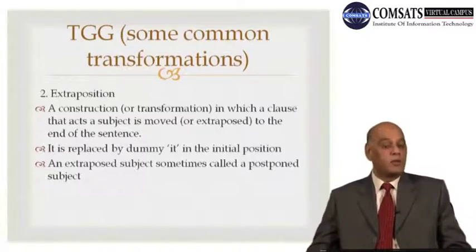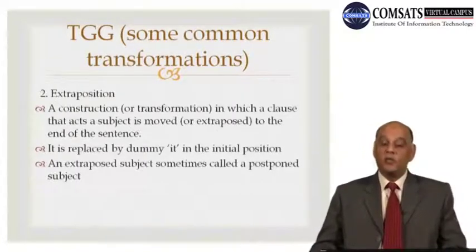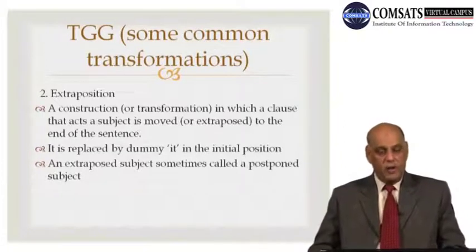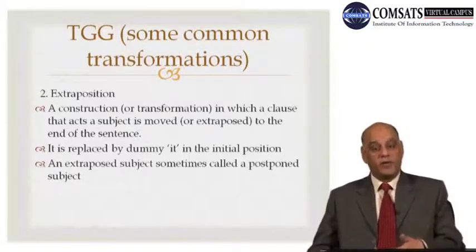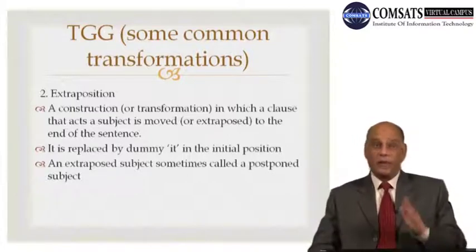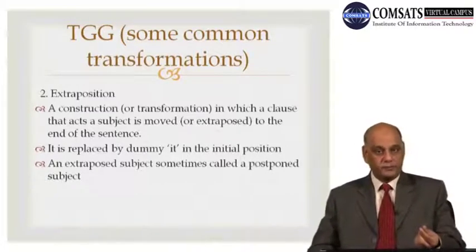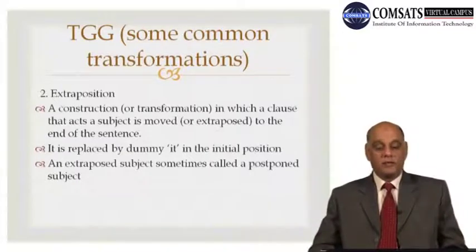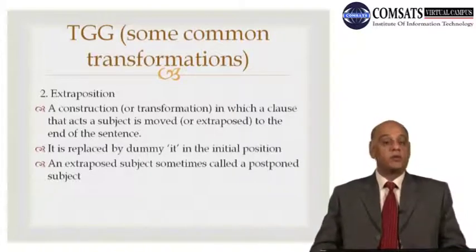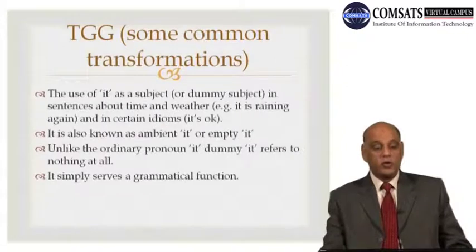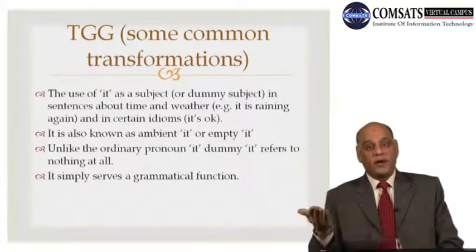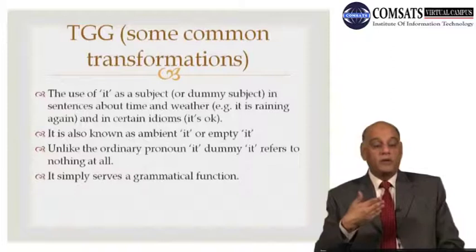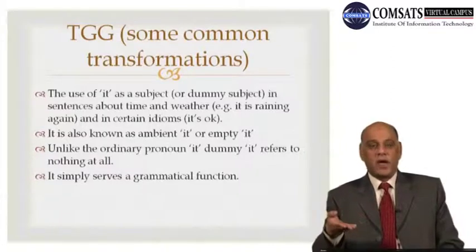The second kind of very common transformation is the extraposition. It is a construction or transformation in which a clause that acts as subject is moved to the end of the sentence. Sometimes the subjects are moved to the end, and they are replaced by a dummy it or a dummy subject. For example, an extraposed subject, also called a postponed subject. What is the postponed subject? What do you do with that? You just take it to the end, and the use of it is introduced as a dummy subject.